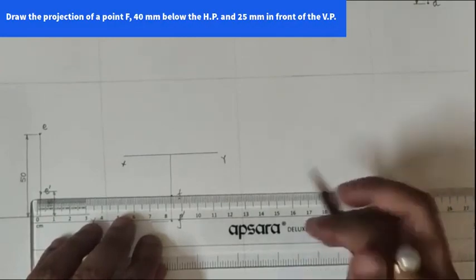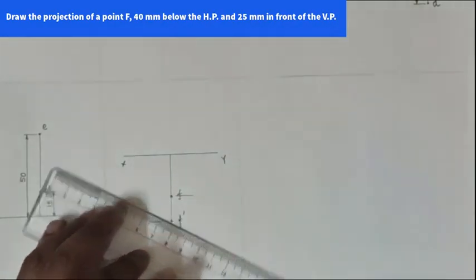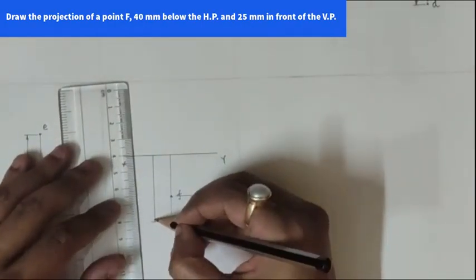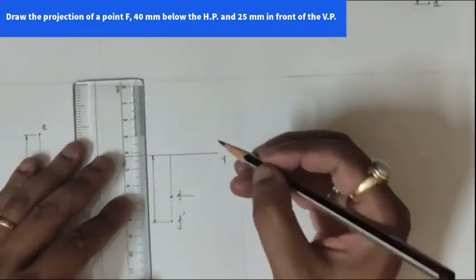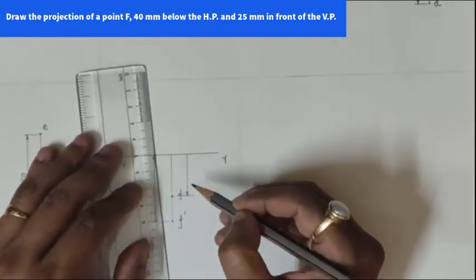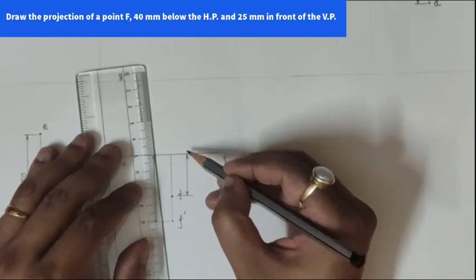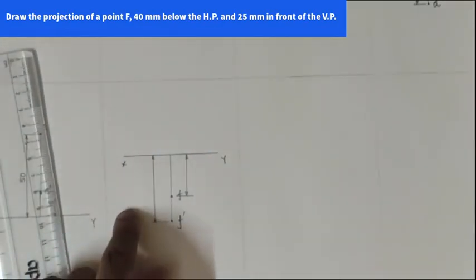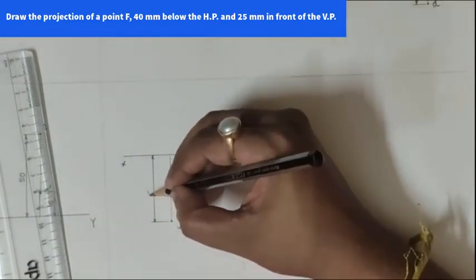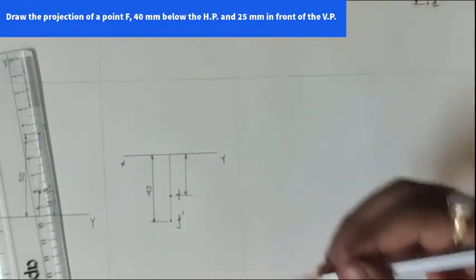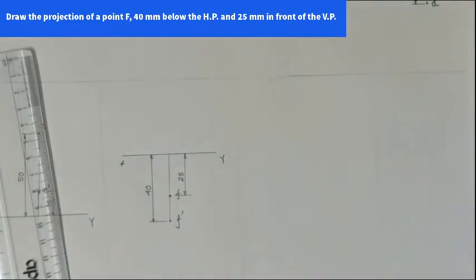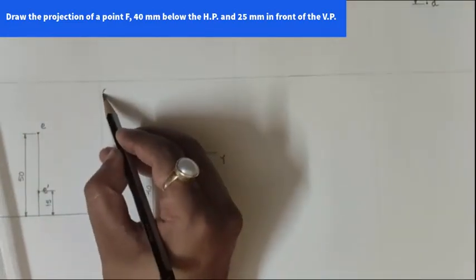This is one dimensioning, this is another dimensioning. So this is your front view distance and this is our top view distance. So front view distance to kiman dia ase, this will be 40 and top view will be at a distance of 25. So this is question number 6.